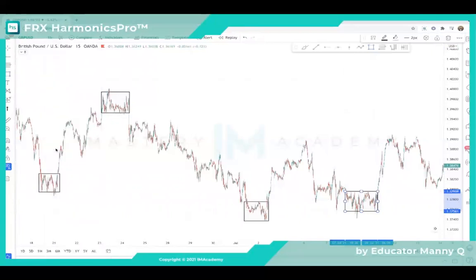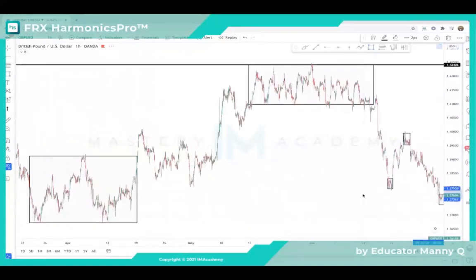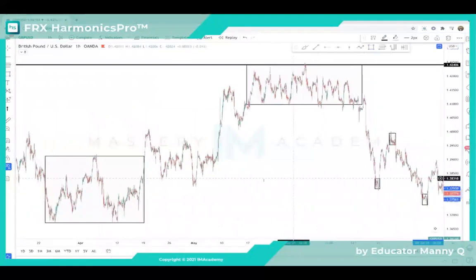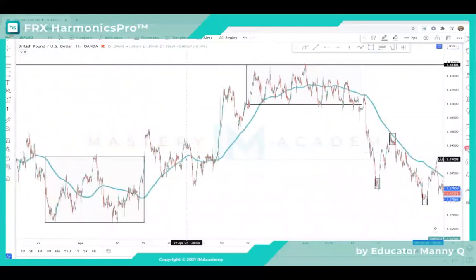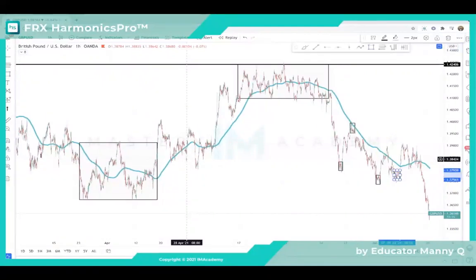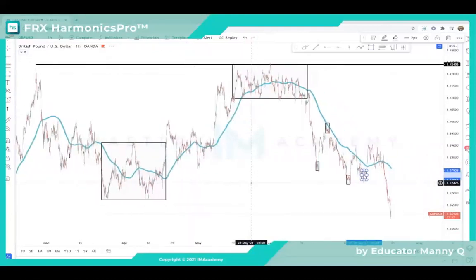Now, one thing that can help you learn how to identify accumulation and distribution, believe it or not, is that you can actually use the 200 moving average. The 200 moving average helps traders identify areas of accumulation and distribution when the moving average flattens out.